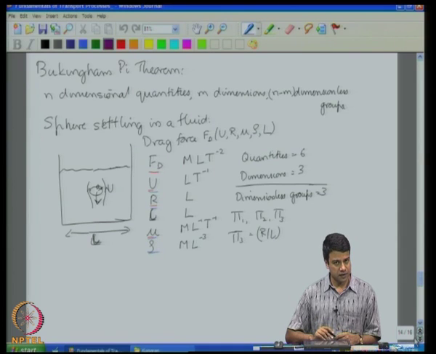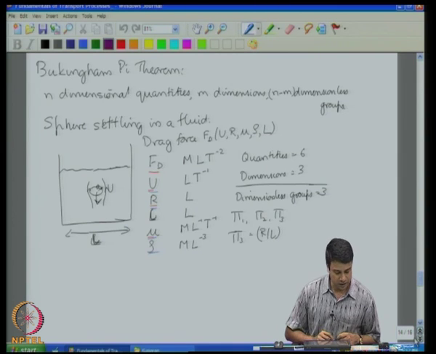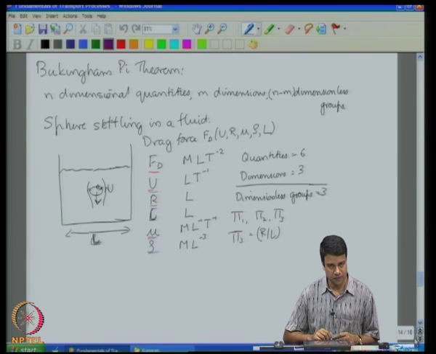We used dimensional analysis to estimate the drag force on a sphere settling in a fluid. We first listed out the fundamental quantities that are of interest in this problem. The force on the sphere obviously depends upon the speed with which it is moving. It depends upon the radius of the sphere and the viscosity and density of the fluid, as well as the length of the holding tank.